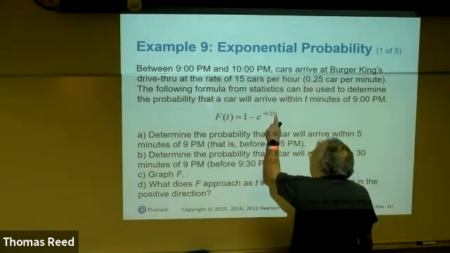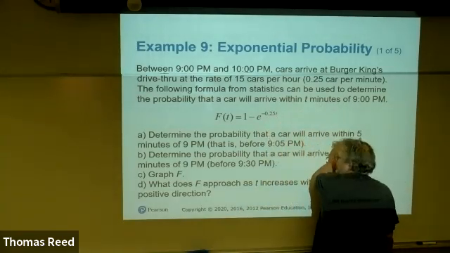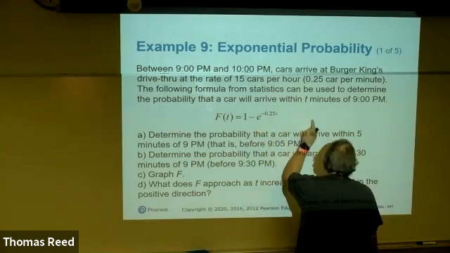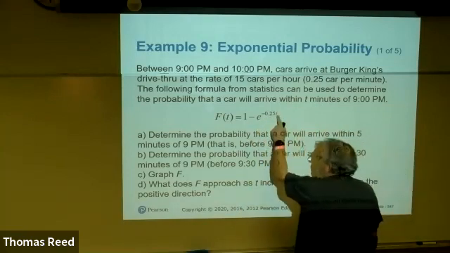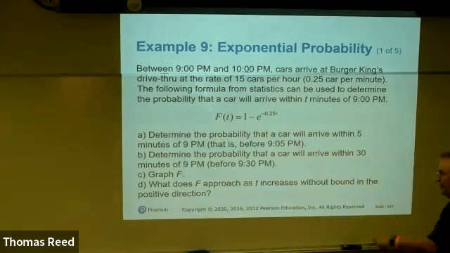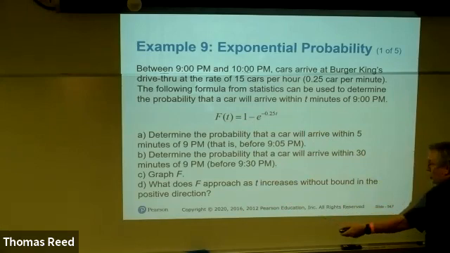Since in this formula T is in minutes, and this is 5 minutes, I just put 5 in for T and see what that equals. And then I put 30 in for T and see what that equals. And then we look at the graph. And then we look at what happens to the graph as T gets very large.